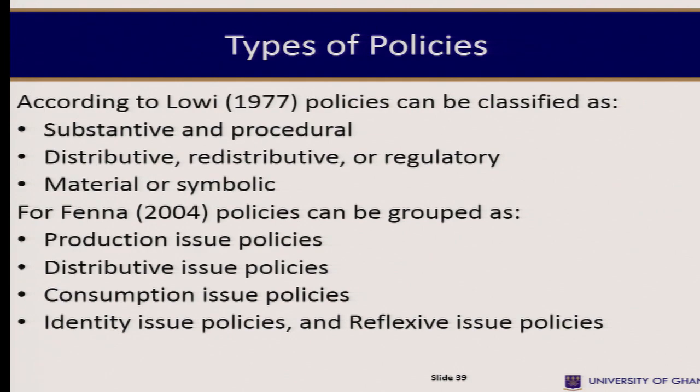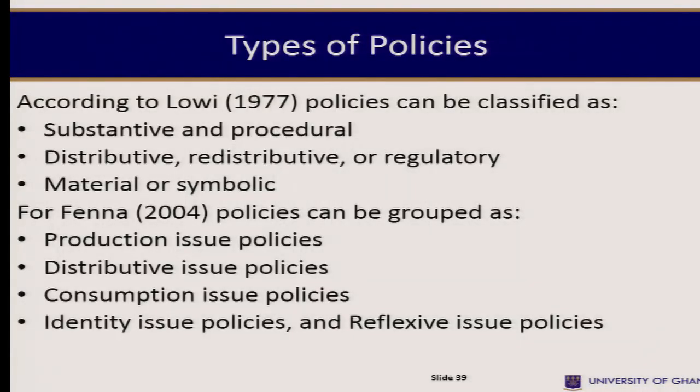So if we merely exhort people to be patriotic, then that is a symbolic policy. But when we make a policy to deliver water, for example, then that is a material policy. Then Fiona has an alternative classification of policy, and he classified policies into productive issue policies, distributive issue policies, consumption issue policies, identity issue policies, and reflexive issue policies.